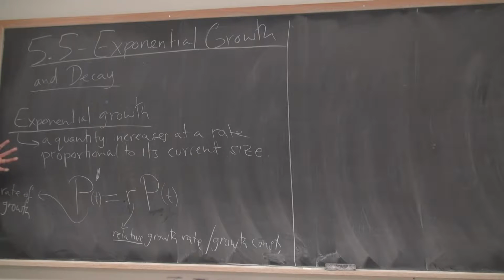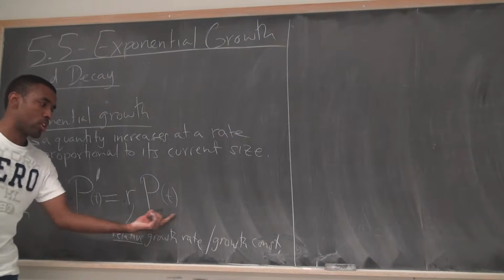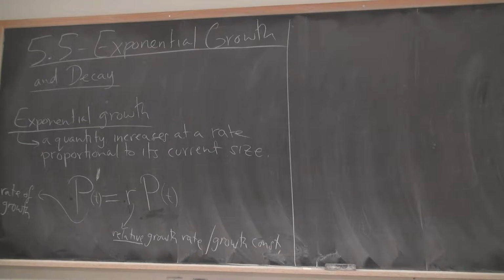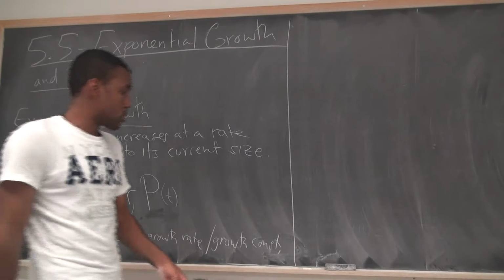The larger the population gets, the more babies you have, right? So it's not like the number of babies stays constant. The bigger your population, the more people having babies, the more babies you have. So the rate at which you're growing will actually increase as your current size is increasing. And whenever that happens, we say we have exponential growth.